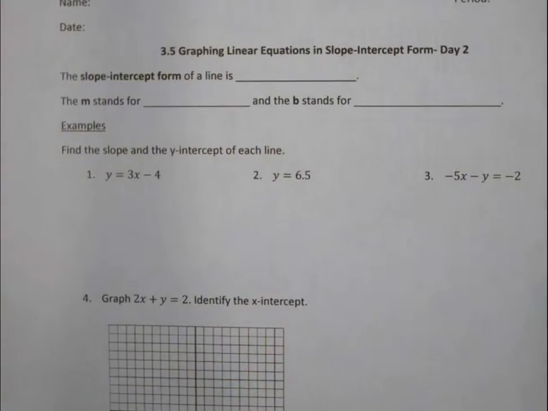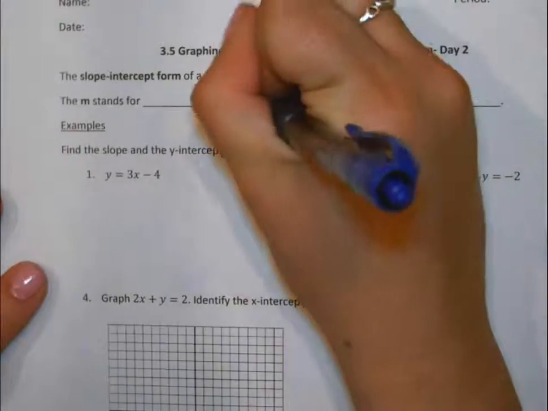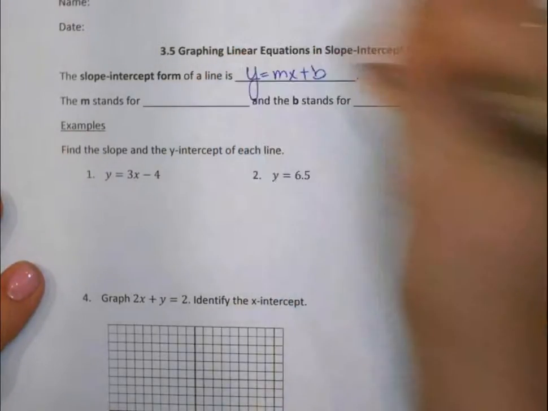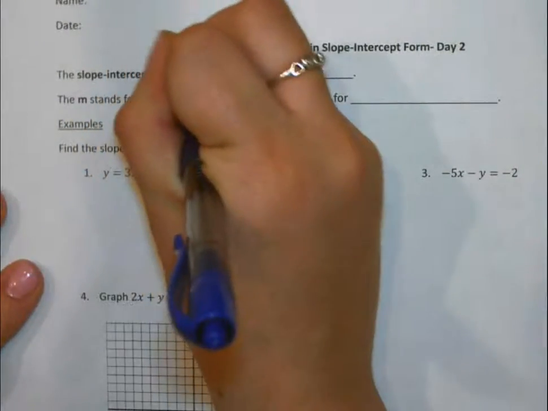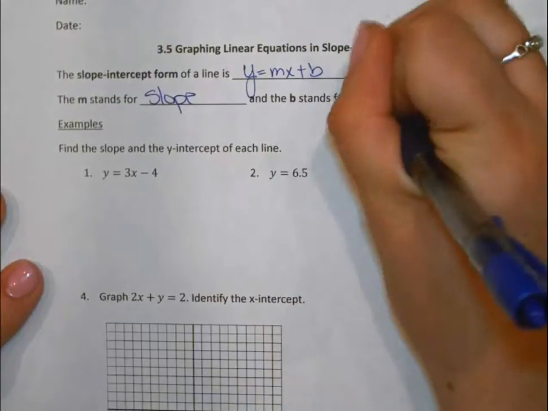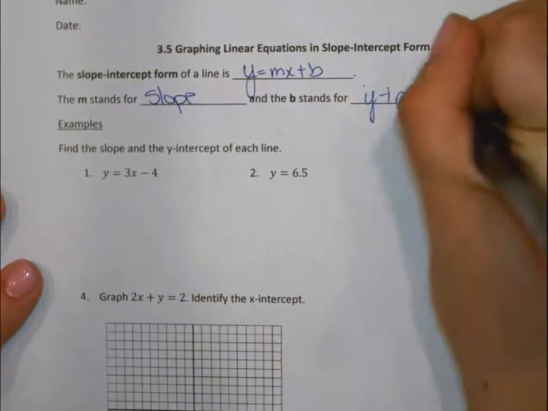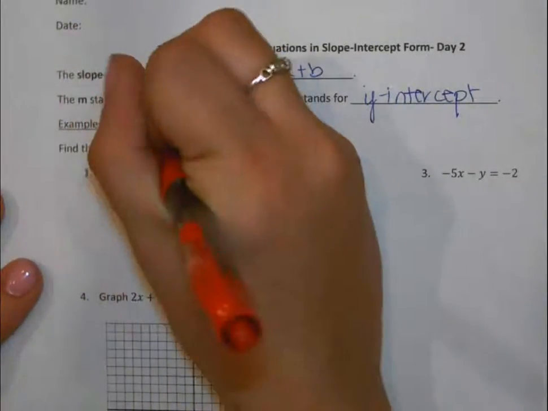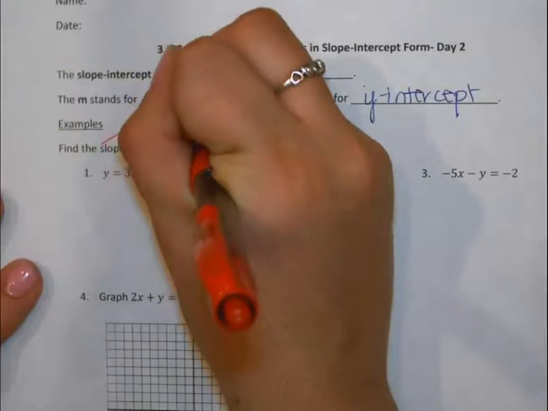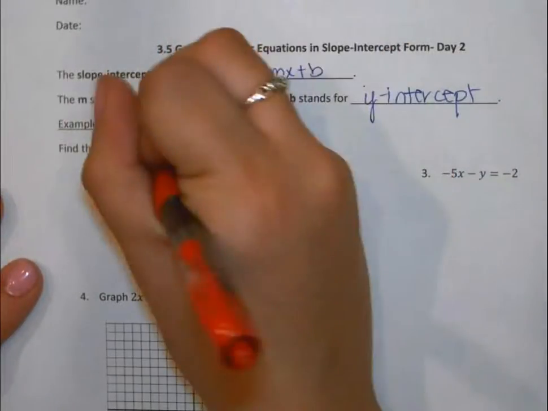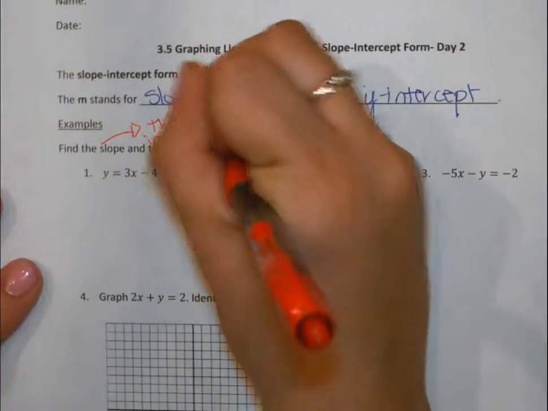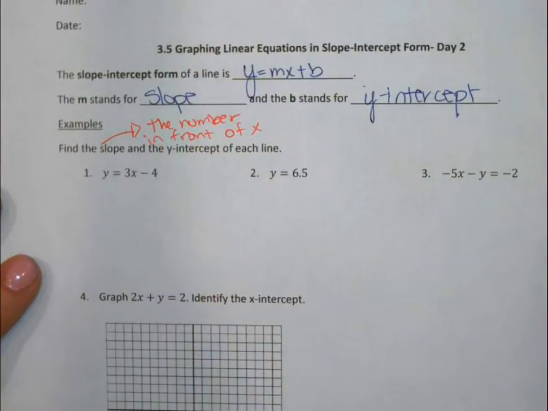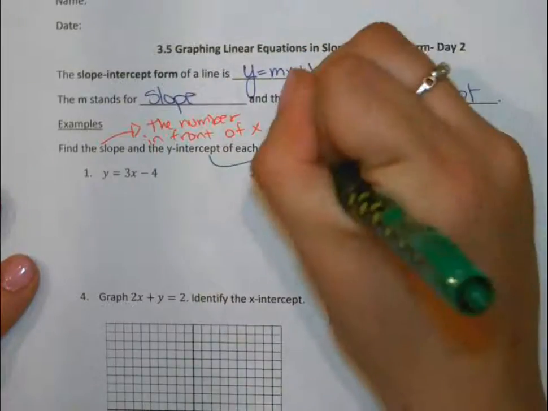So the last thing is graphing in slope-intercept form. Slope-intercept form is y equals mx plus b, and you might have learned this in pre-algebra last year. The m stands for slope, and the b stands for y-intercept. Okay. When it asks me to find the slope, this is the number in front of x. And the y-intercept is the number without the x.